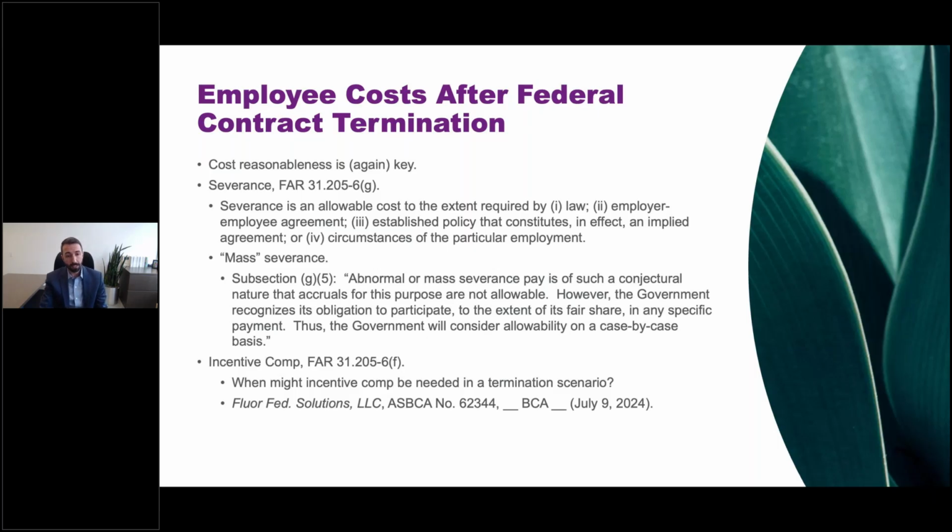I also want to talk about incentive compensation. Incentive compensation can be an allowable cost under FAR 31.205-6(f). And you might be asking yourself, why might I need to pay incentive compensation in the event of a termination?